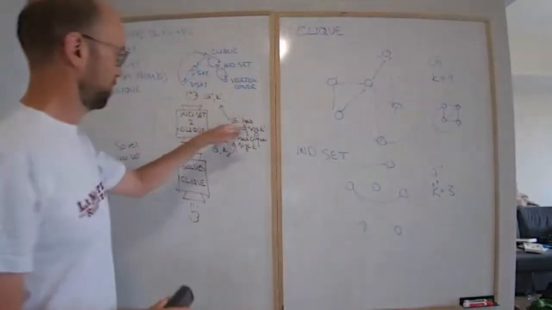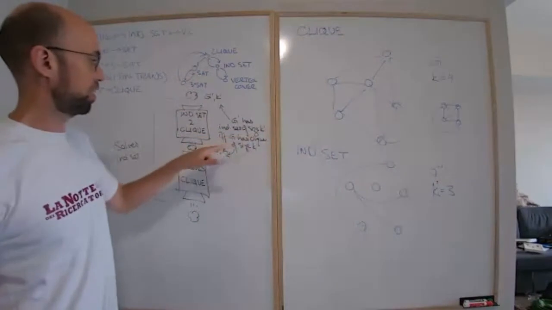So it says G prime has an independent set of size K prime if G has a clique of size K. Okay.